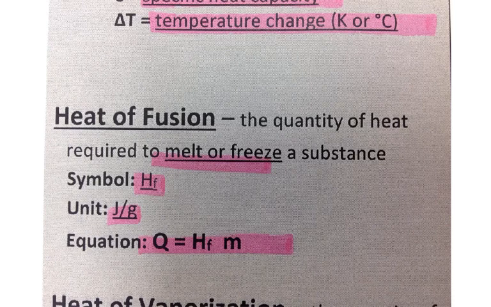All right, next up we have our heat of fusion. Heat of fusion is the quantity of heat required to melt or freeze a substance. Heat of fusion is given the symbol HF, and its unit is a joule per gram. The equation is Q equals the heat of fusion times the mass. And we'll talk about why there is no temperature change in there.